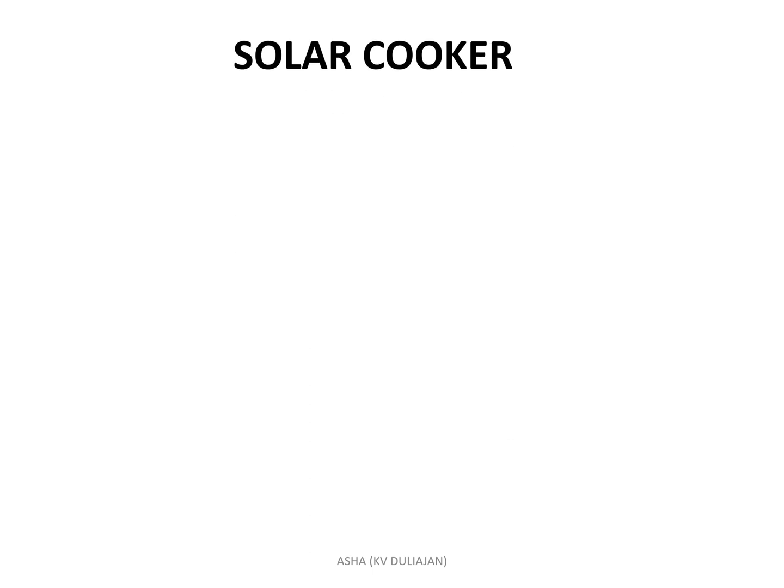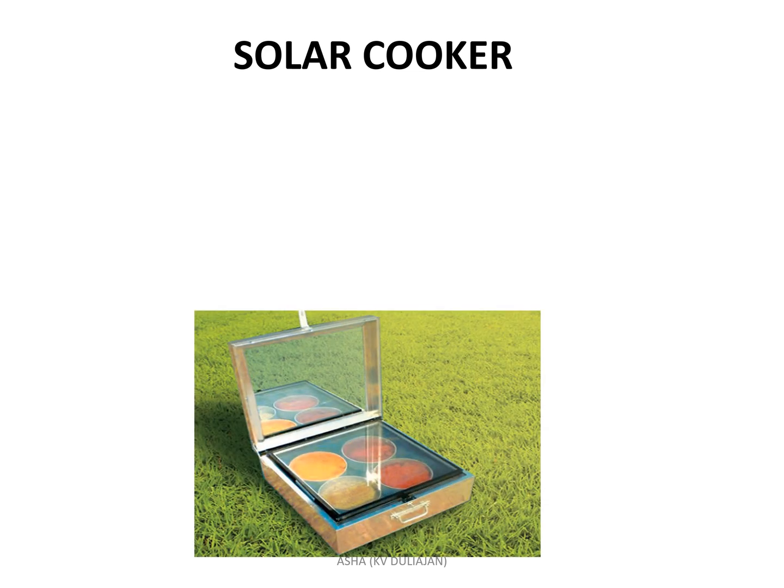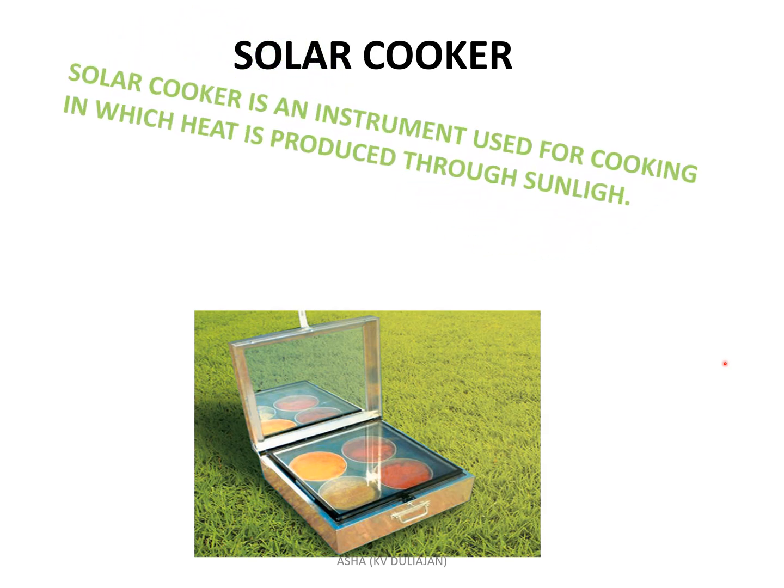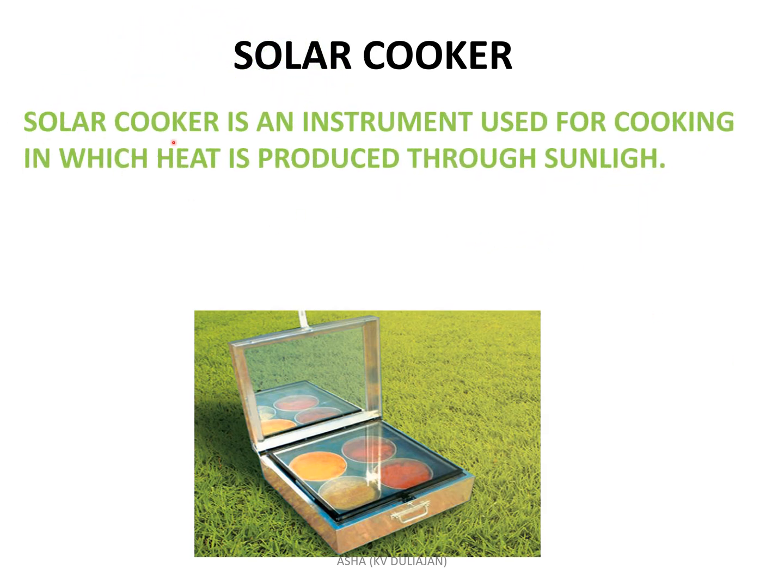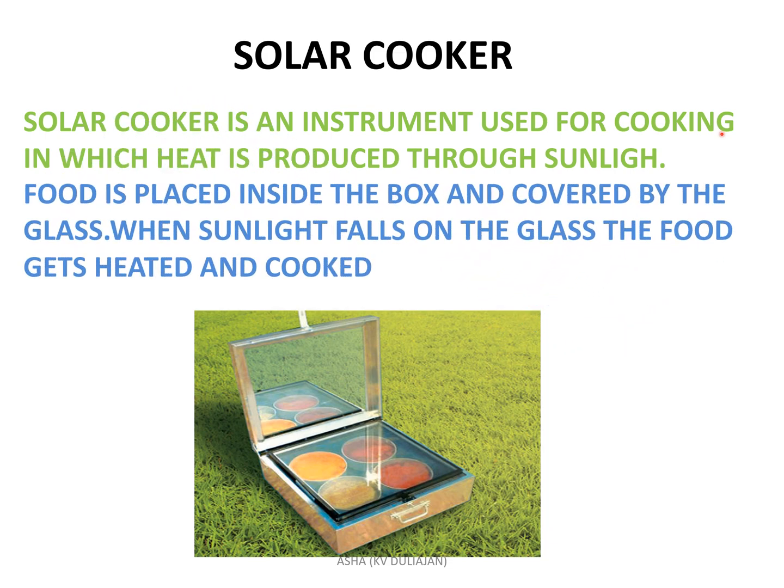Another type of heating source for cooking is solar cooker. Solar cooker looks like this. A solar cooker is an instrument used for cooking in which heat is produced through sunlight. Food is placed inside the box and covered by the glass. When sunlight falls on the glass, the food gets heated and cooked.